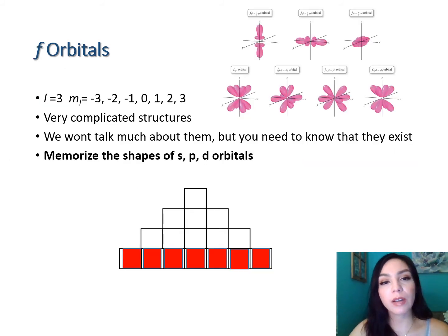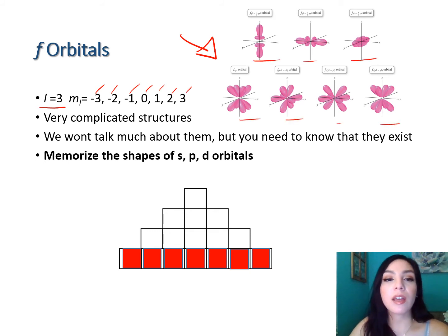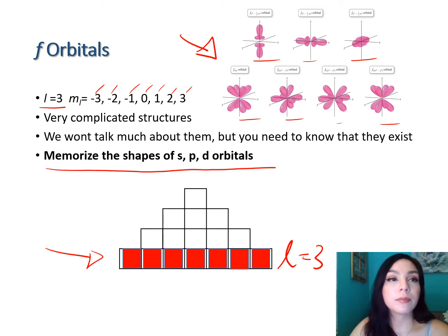So next is our f orbitals. We are not going to talk much about their shape. They're weird and complicated, that's all you have to know. But do know that they correspond to l equals 3, and there's a total of 7 of them. So 1, 2, 3, 4, 5, 6, 7. If you count them here, 1, 2, 3, 4, 5, 6, 7. And here again, in our analogy, if you count up the total number of rooms within the house level 3, you're going to find that there's 7 of them. But do know the shapes for s, p, and d.